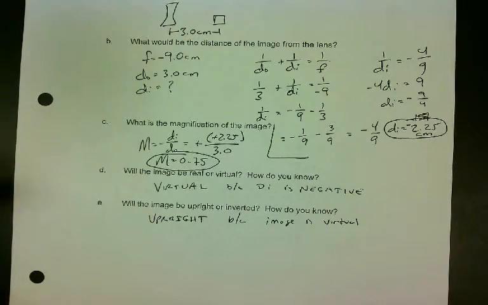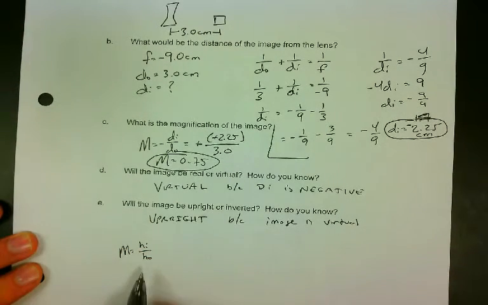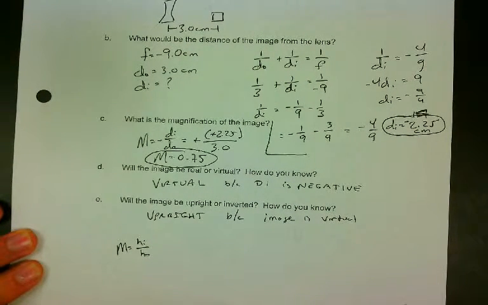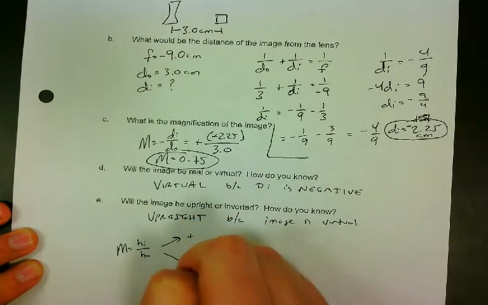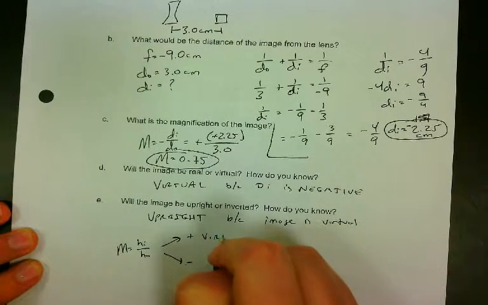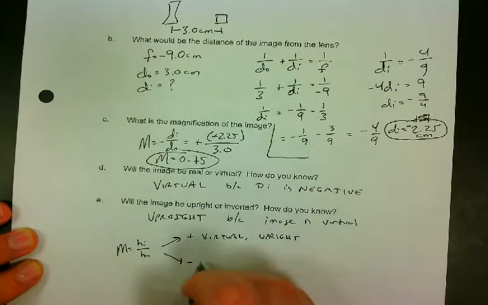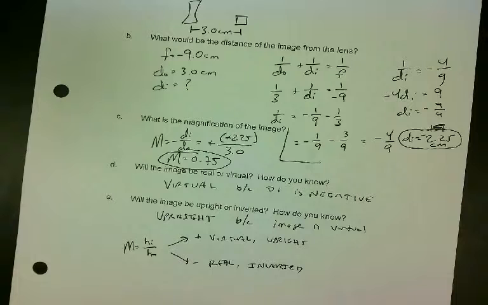If we really wanted to figure it out, we could say, okay, the magnification is HI over HO. We know that HO is always positive, so HI is going to be positive as well, which is going to make it upright, right? The other way you can say it is magnification always works this way. Whenever magnification is positive, we're always going to be virtual and upright. And whenever magnification is negative, we're always going to be real and inverted. By the way, however you think about it, this is upright.